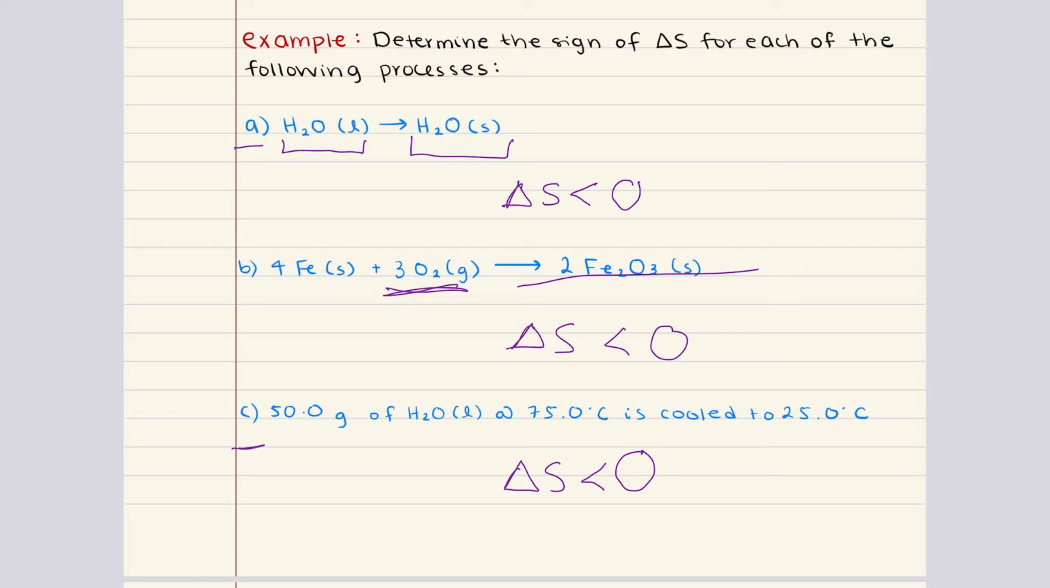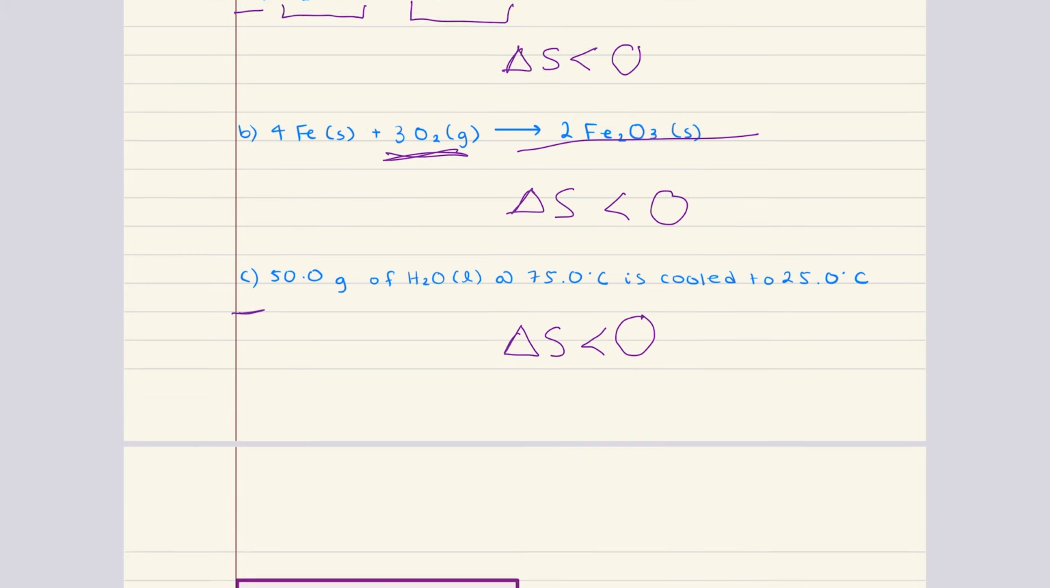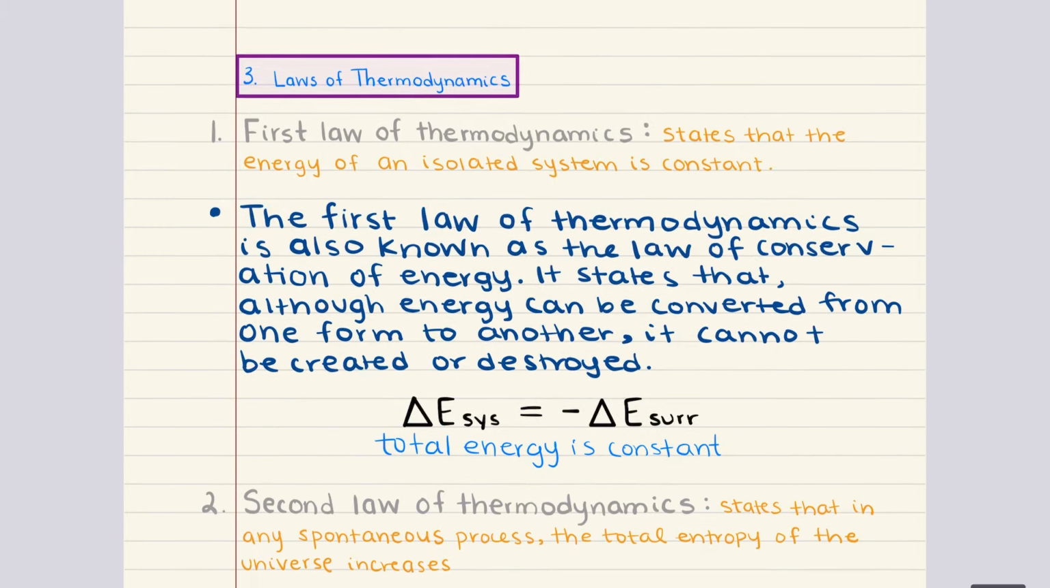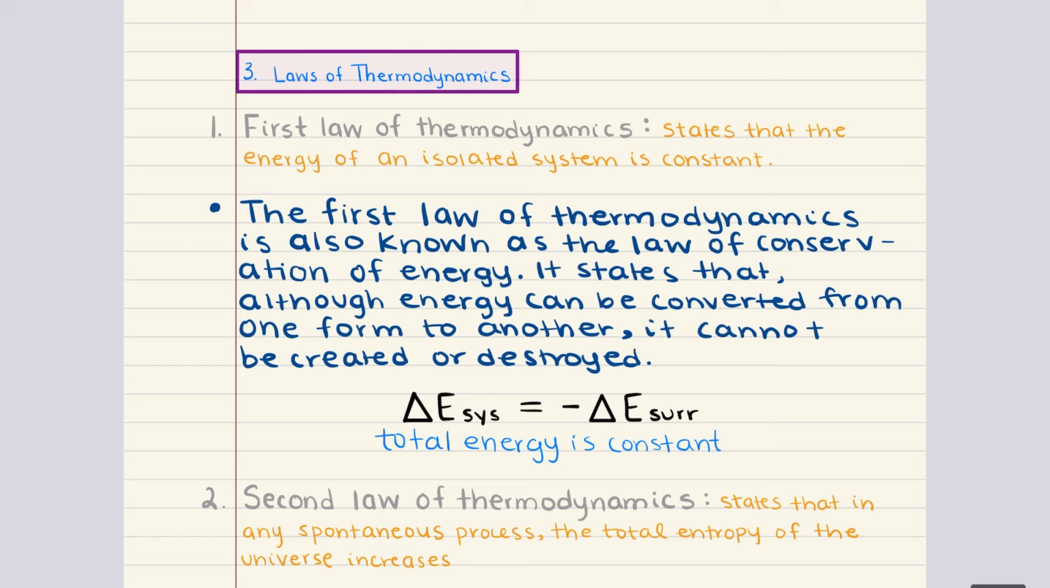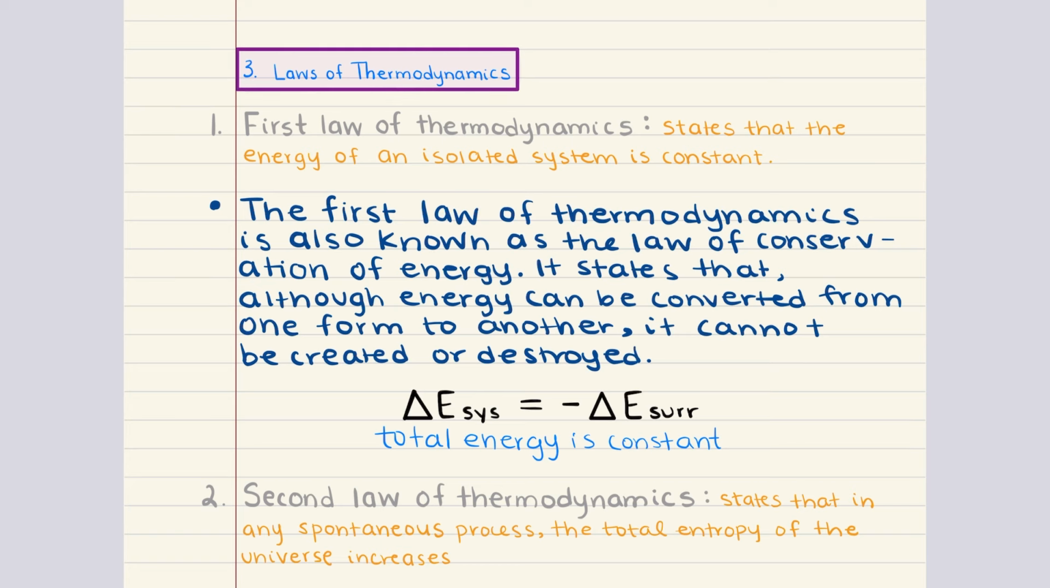With that, we've solved this problem, and now we can move into the third objective, where we're going to discuss the laws of thermodynamics. Let's start with the first law of thermodynamics. The first law of thermodynamics is also known as the law of energy conservation, and it states that the energy of an isolated system is constant. In simpler terms, energy cannot be created or destroyed. It can only be converted from one form to another.